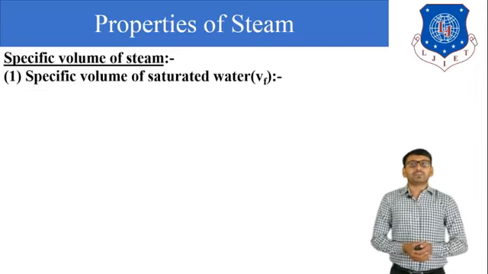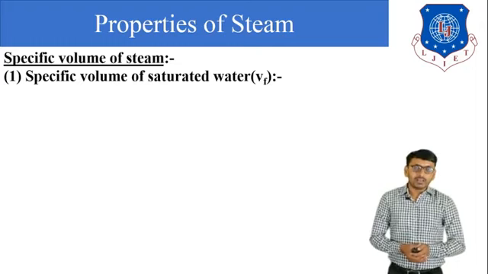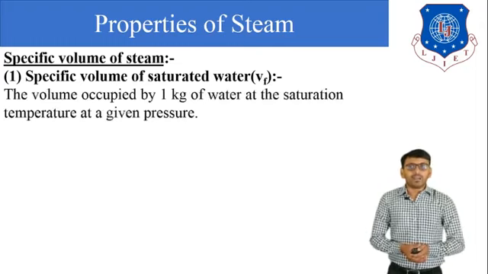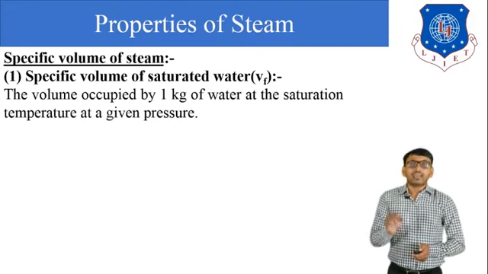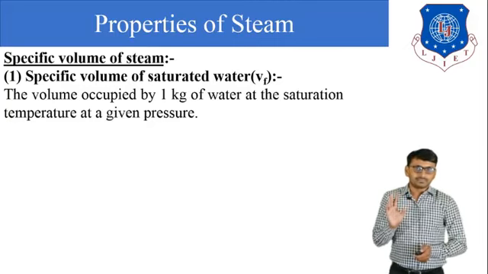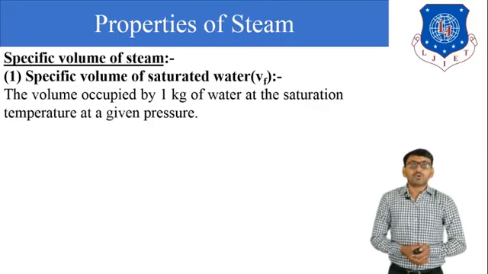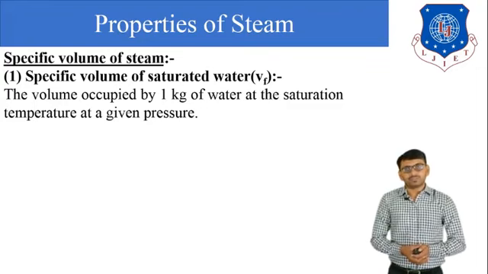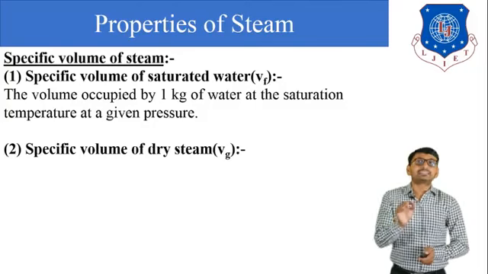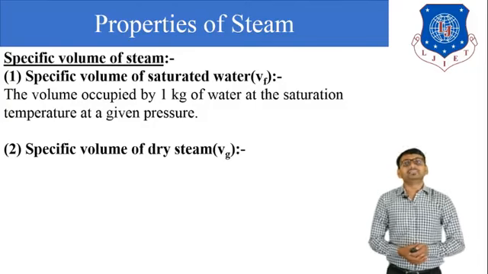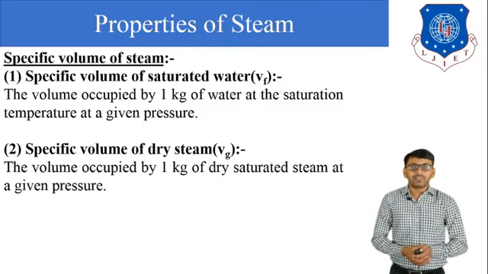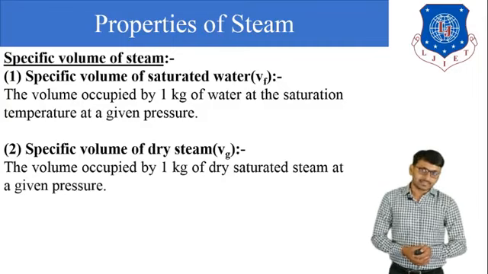So the first one, specific volume of saturated water, it is denoted by Vf. The volume occupied by 1 kg of water at the saturation temperature at a given pressure, that is the specific volume of saturated water. Now the second one, specific volume of dry steam. It is denoted by Vg. The volume occupied by 1 kg of dry steam at a given pressure.